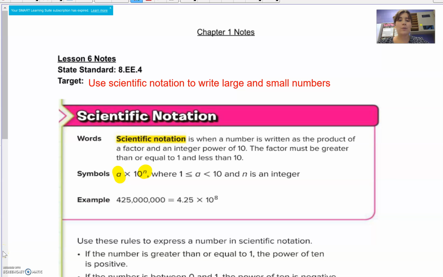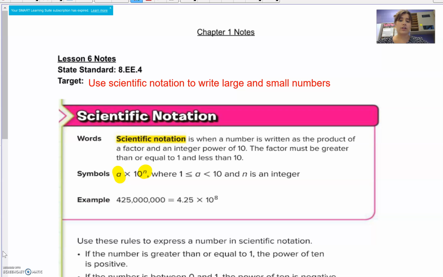Lesson 6, talking about scientific notation. So scientific notation is just a way to write really big numbers with tons of zeros, or really small numbers with tons of zeros after the decimal point. So what is scientific notation? Well, it's when a number is written as a product of a factor and an integer power of 10.